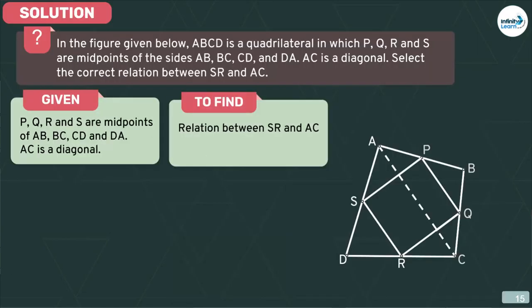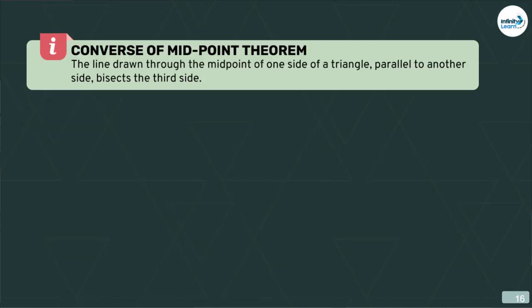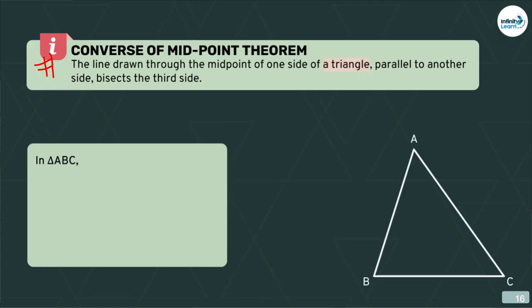Now we're going to start the converse of midpoint theorem. What is the converse of midpoint theorem? The line drawn through the midpoint of one side of a triangle parallel to another side bisects the third side. See clearly, triangle ABC is given. D is the midpoint of AB. What is given over here? D is the midpoint of AB.